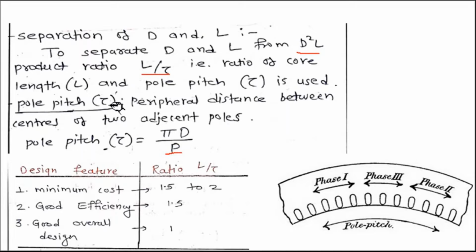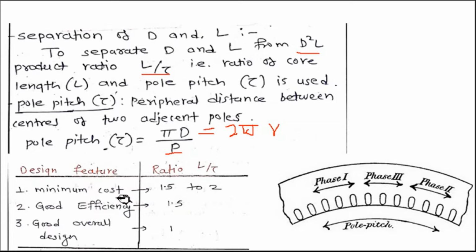Now pole pitch is nothing but pi d upon P. Pi d is nothing but your 2 pi r. 2 pi r means the total perimeter of your stator bore. So the total length divided by the number of poles will give you the pole pitch. And depending on this L by tau ratio, we can design the motor.